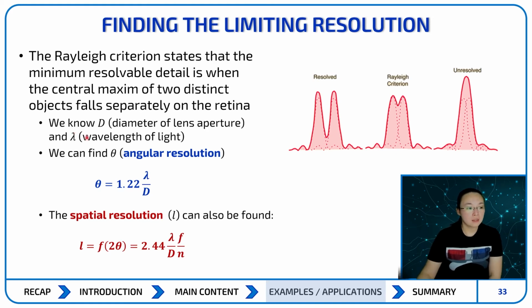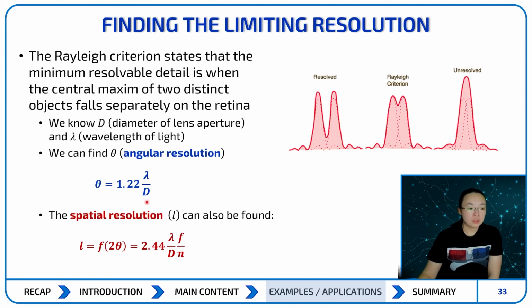So in order to try and quantify some of this, we know the diameter of the lens aperture, so we'll call that d. We know the wavelength of light, and we call that lambda. What we can do is find the angular resolution. So that means you can find theta is equal to 1.22 lambda over d. I won't derive this because it requires a lot more calculus than expected of you for this course.